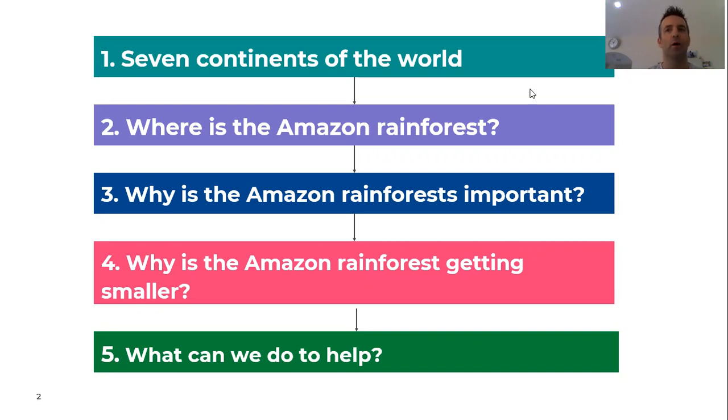Then we're going to think about the reasons why the Amazon is getting smaller and some threats to the Amazon rainforest that are putting it into danger. And then finally, we're going to end thinking about what we can do to help.